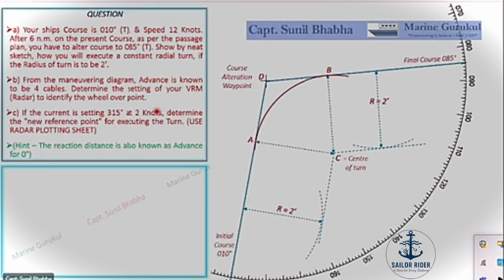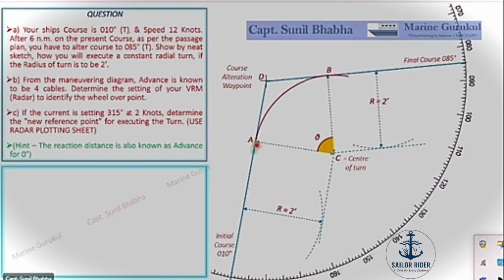Now we are aware that in this question they have told us that the advance is known to be 4 cables. This is advance for 0 degrees, which is basically our reaction distance. So now as per my distance scale, I measure a distance of 0.4 nautical miles from point A or before point A and mark off that point.